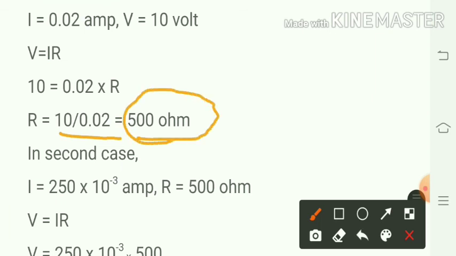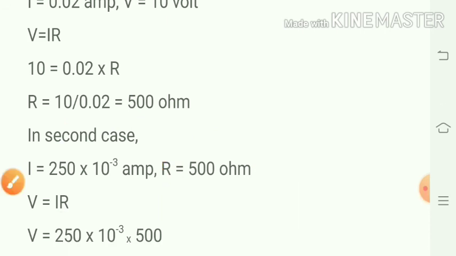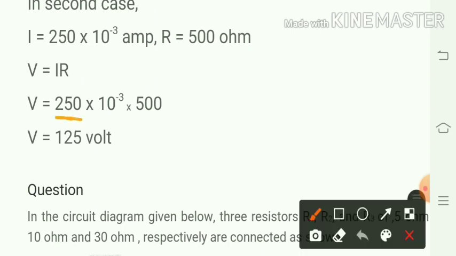In the second case, the electric current is 250 × 10^-3 ampere. The R value for the same material always remains the same, therefore it is 500 ohm. Again, by Ohm's law, V = IR, so putting the values, we get 250 × 10^-3 × 500, which becomes equal to 125 volt.